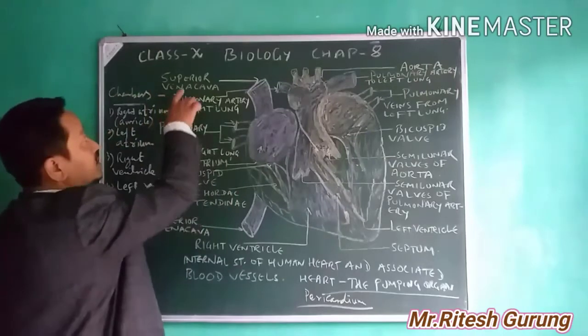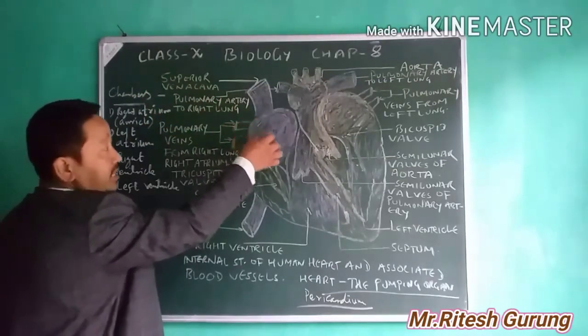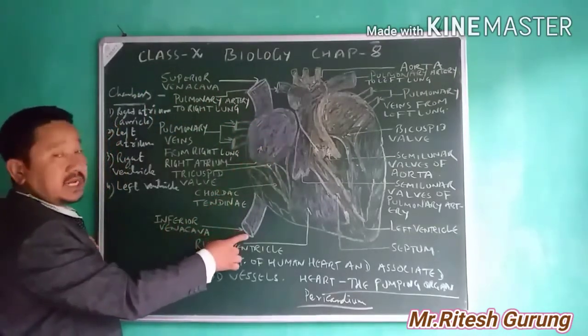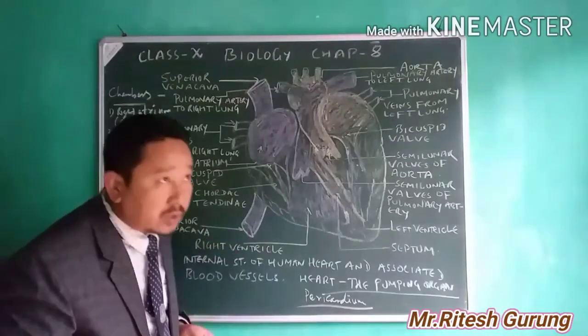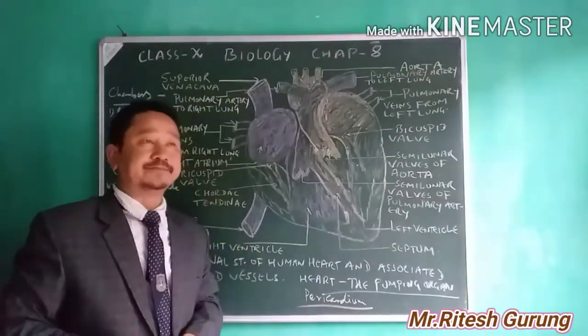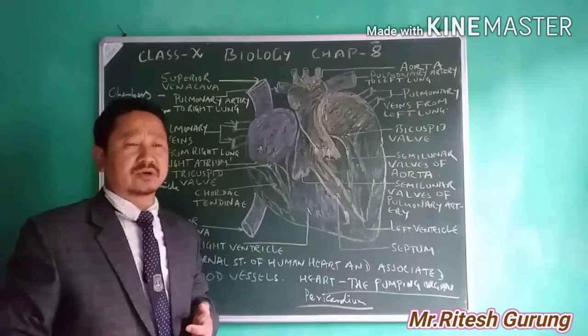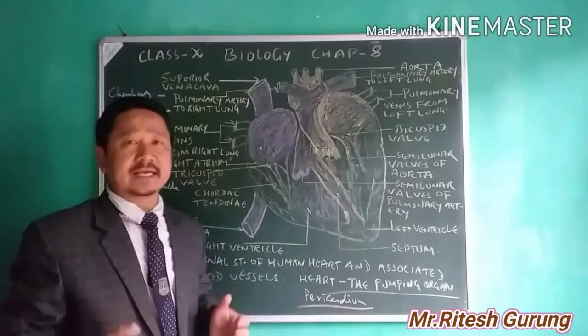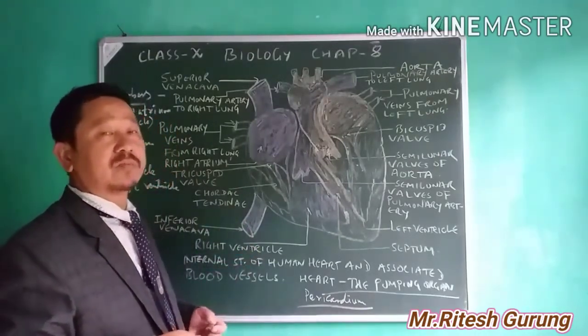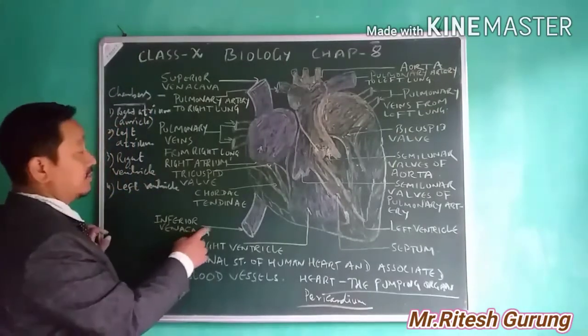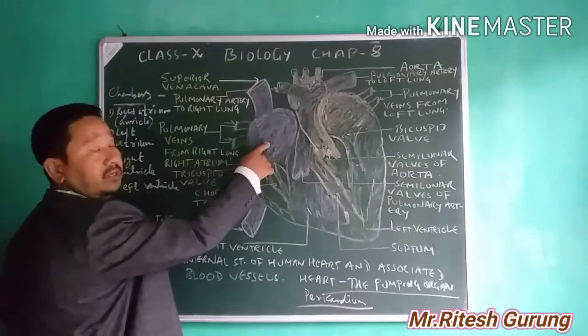So from the upper regions, the superior vena cava will be bringing the blood here, and the inferior vena cava from the lower region of the body, like your trunk and your legs. From those regions, such impure blood will be collected by this inferior vena cava into this right auricle.